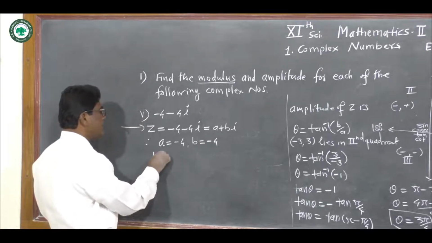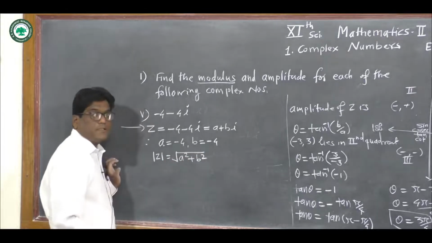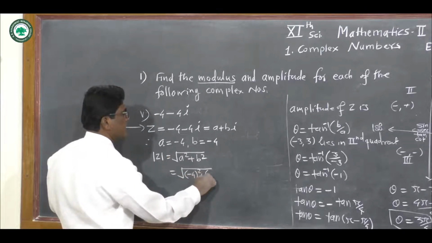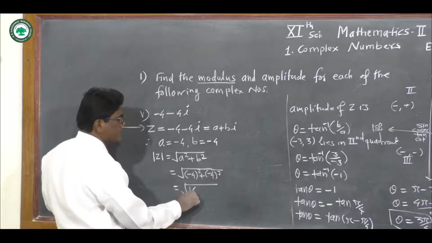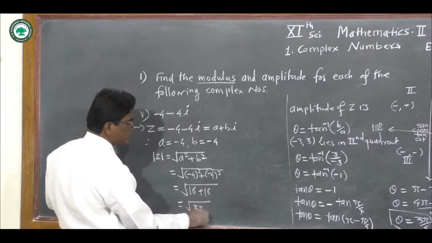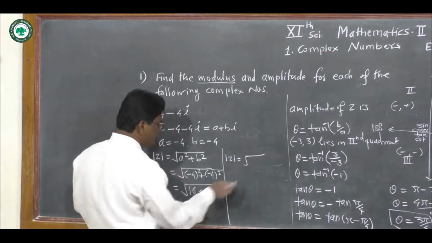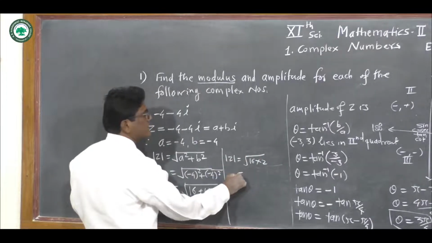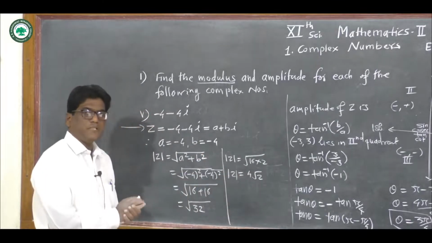So modulus of z is equal to under root of a square plus b square. So this is equal to under root of, put the value of a here, minus 4 its square plus b as minus 4 square. So it is equal to under root of minus 4 square is 16 plus minus 4 square is again 16, and 16 plus 16 is equal to under root of 32. So mod of z, under root of 32, we write 16 times 2 and take the square root of 16, that is 4. So 4 root 2, this is the mod of z. We can find mod of z in the straight way.